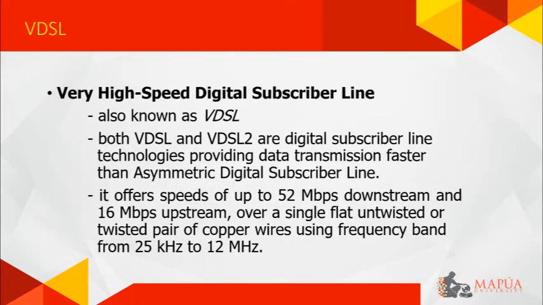The last one is Very High Speed Digital Subscriber Line, also known as VDSL. Both VDSL and VDSL2 are digital subscriber line technologies providing data transmission faster than asymmetric digital subscriber line. It offers speeds up to 52 Mbps downstream and 16 Mbps upstream over a single flat untwisted or twisted pair of copper wires using a frequency band from 25 kHz to 12 MHz.